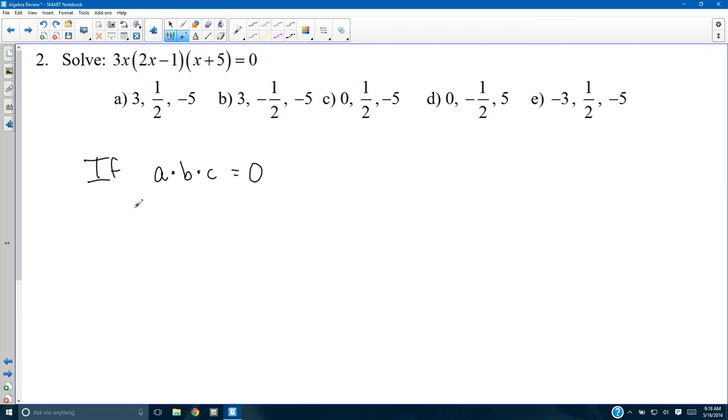If A times B times C equals 0, either A equals 0, B equals 0, and or C equals 0. I have 3 items here that are multiplying together. One of these has to be 0 to get 0 out. Again, try and multiply any 2 or any 3 numbers and get 0 if none of them are 0. It is impossible. So you get a split.